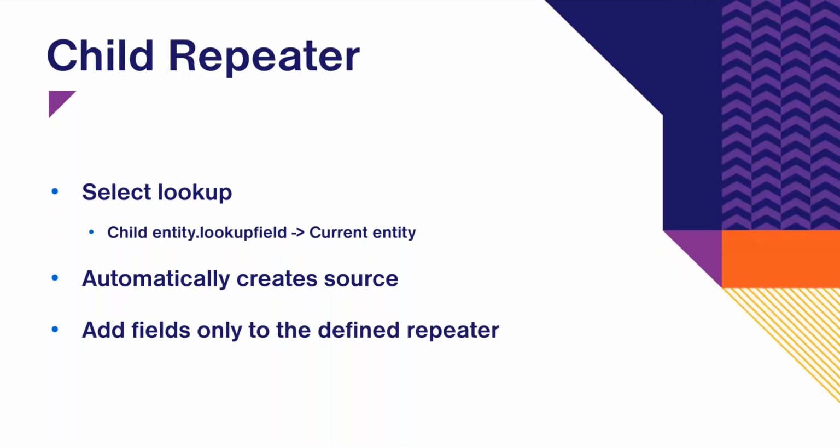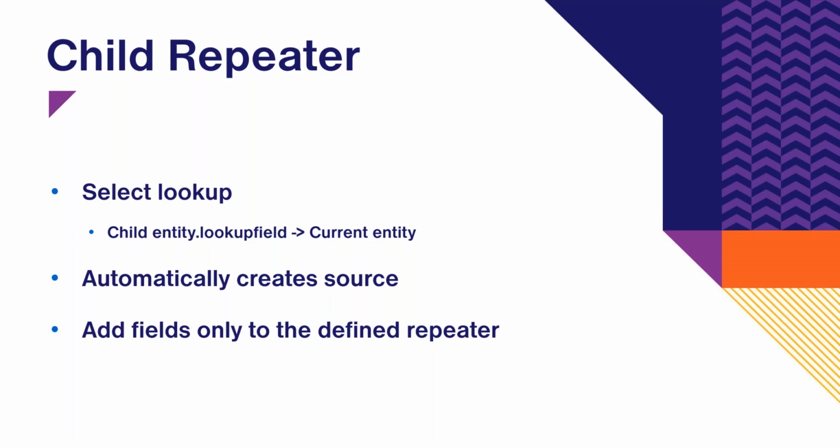I already mentioned something like a child repeater. This is a specific form of a repeater where you define a lookup from the child entity to the one where the report is being run on. So in this case, for example, if you're running a report on an account, you can specify a lookup on, for example, opportunity or order entity and have all the associated records listed on the report itself.